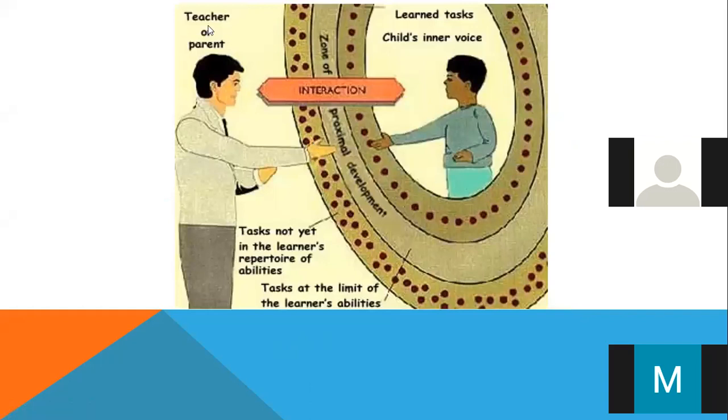If there is no social interaction, how is there learning? In the ZPD, there should be language. If you won't speak, if you won't talk, there will be no learning. Then in between is the distance between what the child can do alone and what the child can do with help. That is the ZPD. Okay?